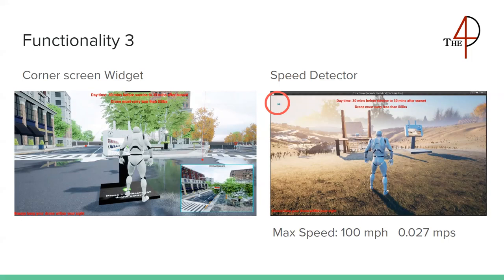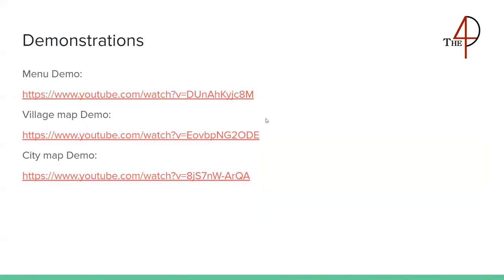So on the top left corner, we also have a speed detector that indicates speed in miles per second. The maximum speed for a drone is 100 miles per hour, and that translates into 0.027 miles per second. Unfortunately, we do not have the feature for the pilot to change the speed yet, but we still believe that having this feature will clearly tell the pilot that he's flying within a given speed range, so he's okay to fly at those speeds. And here we have some more demonstrations.